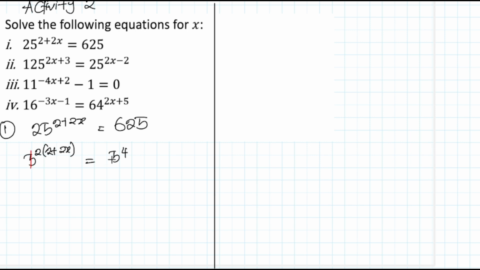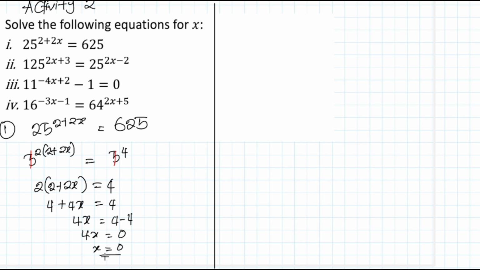Now you have same base, cancel the base and then equate the powers. So we have 2 bracket 2 plus 2x equals 4, open the bracket, 4 plus 4x equals 4. Collect like terms, 4x equals 4 minus 4, so 4x equals 0, which implies x equals 0. If we divide both sides by 4, we have x equals 0. That solves number 1.